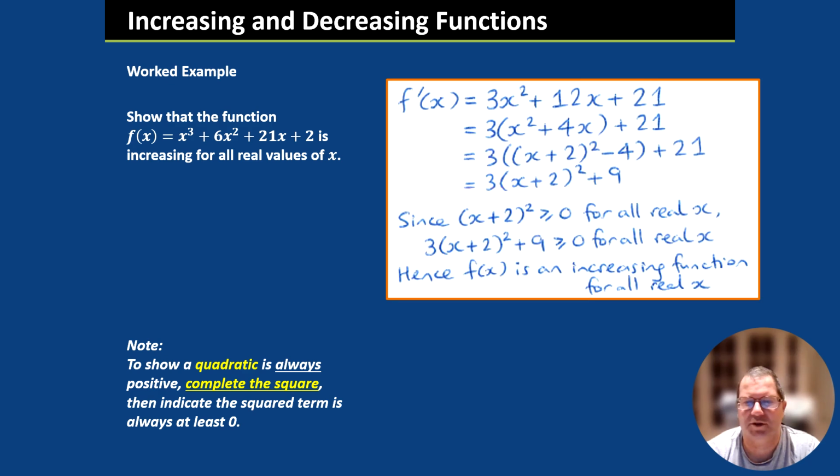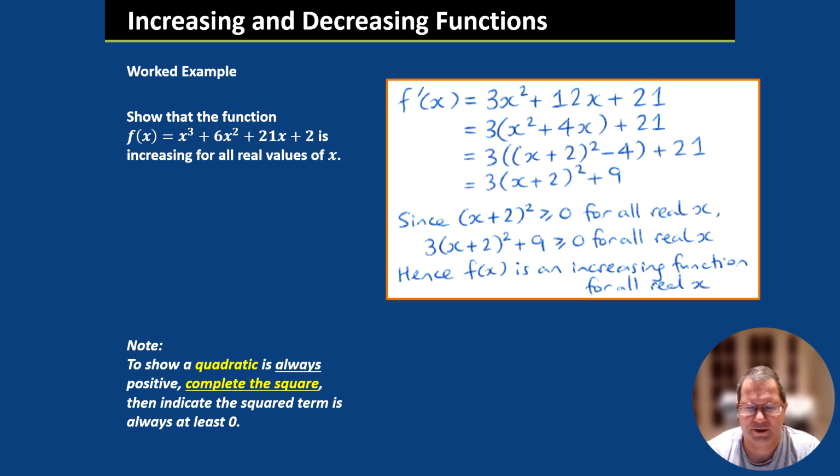So the first thing I've done is to differentiate, which gives me 3x² + 12x + 21. And since that's quadratic, we can complete the square to show that the minimum value is whatever it is. Completing the square, we end up with 3(x + 2)² + 9. To make a formal statement of that, since (x + 2)² is always going to be greater than or equal to 0, since it's a squared term, that means 3(x + 2)² + 9 is also going to be greater than or equal to 0 for all real x. In fact, the minimum value is going to be 9, and hence f(x) is an increasing function for all real x.